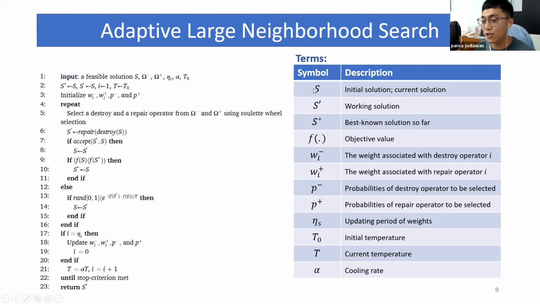So the S here, we have a lot of S. The original S represents the initial solution or the current solution. The S accent represents the working solution, and the S star represents the best known solution so far. Please remember these three terms in the beginning. And the fourth one is the F. The F means the objective value. Ignore the other parts because we will come back to those later. Just first remember the first four terms: S, S accent, S star, and the F.